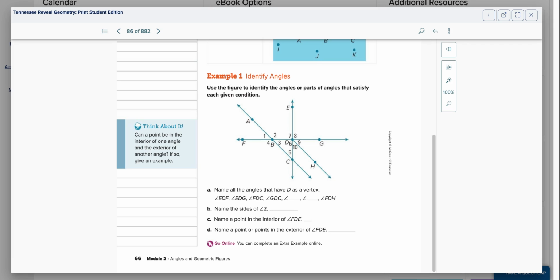All right, and open up my pen. Use the figure here. Name all the angles that have D as a vertex. Well, here's angle D. They give us a few to go off, which is EDF. So if you want to follow along with me, E, D, F is angle 7. They've already got that named, so I don't have to name it again. EDG, that would be angle 8.